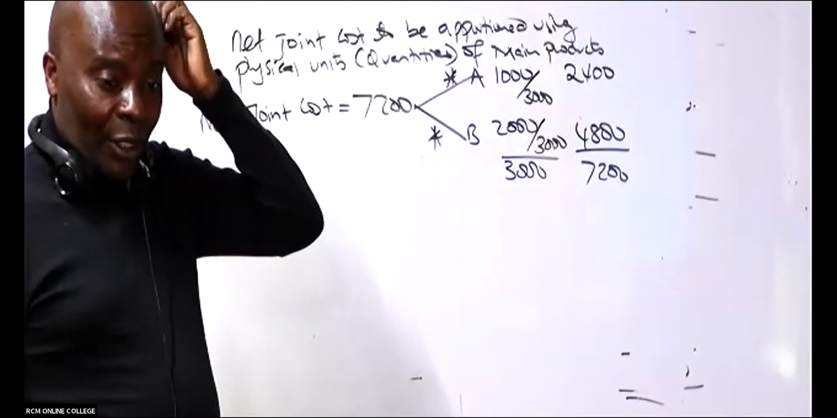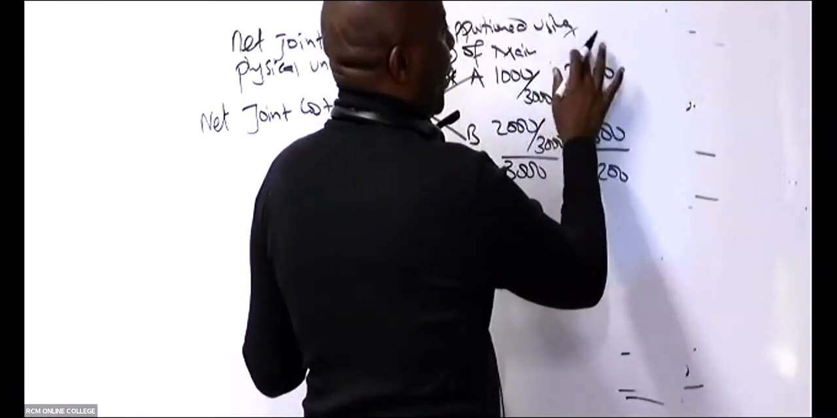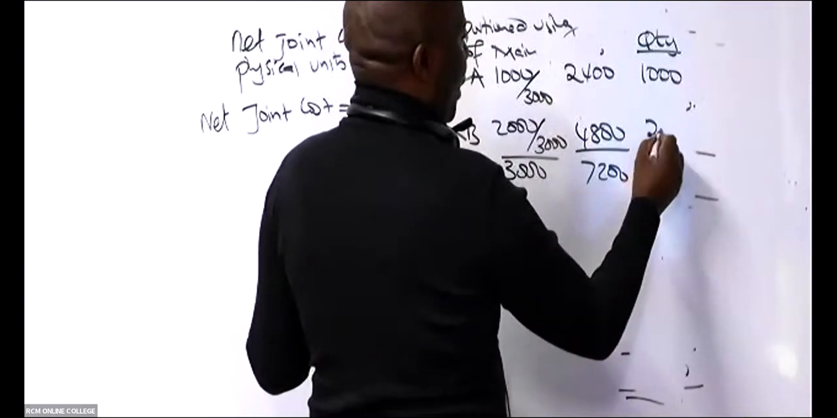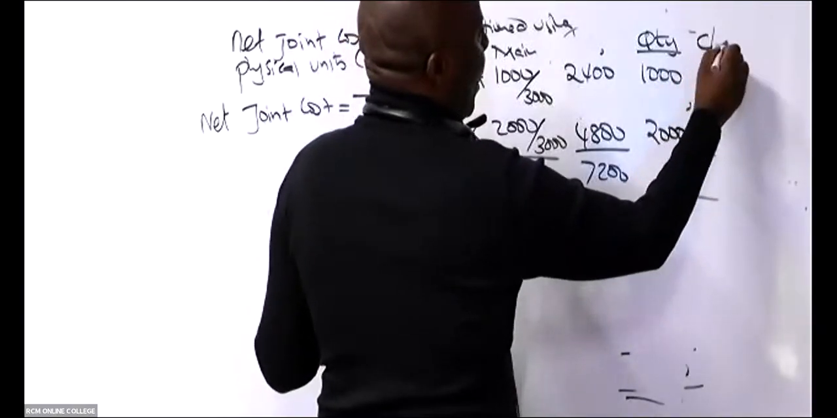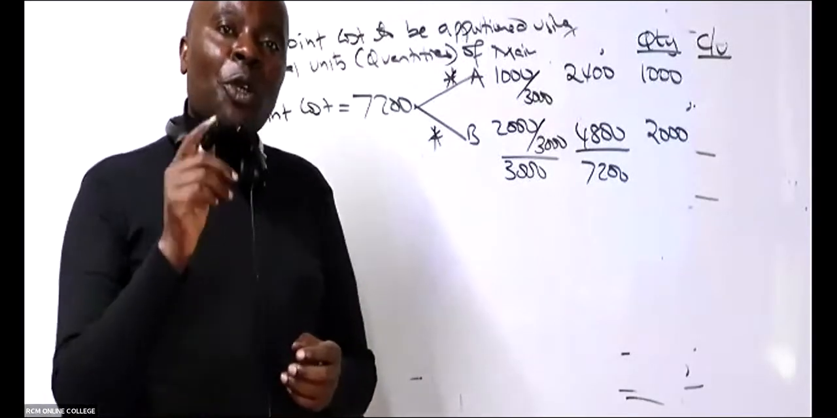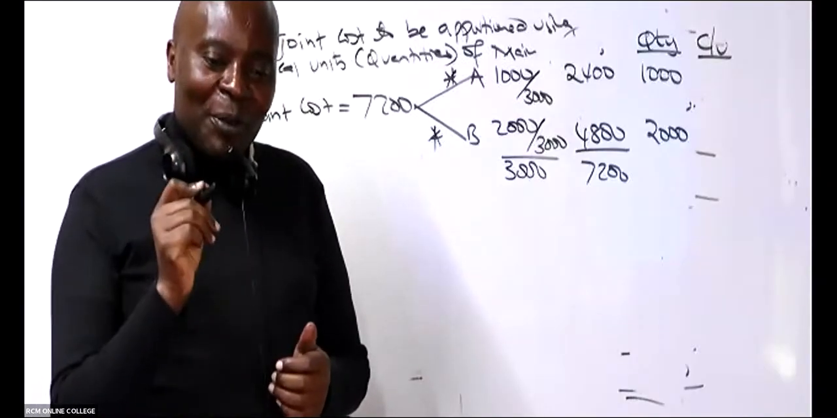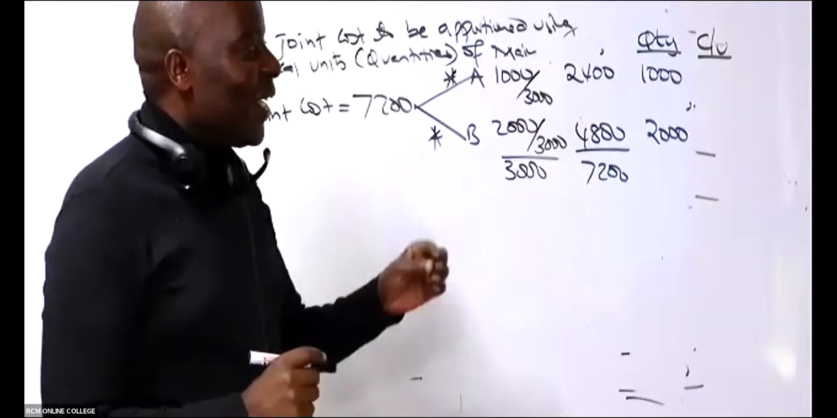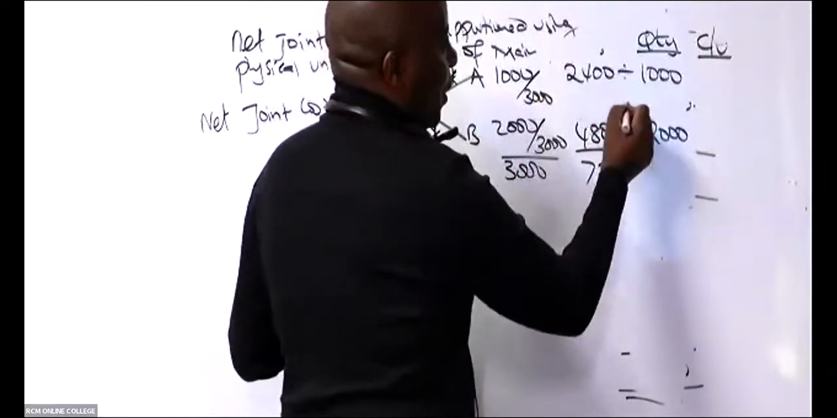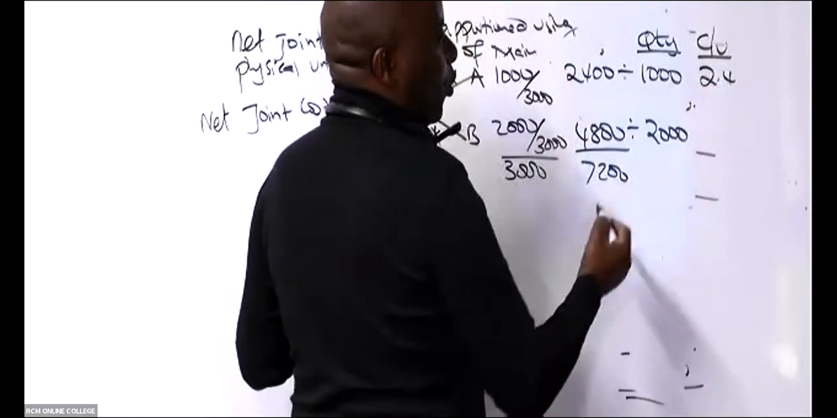Now, ladies and gentlemen, repeat here the quantity. Remember, this is the total cost. Quantity is 1,000 for A and 2,000 for B. So give us the cost per unit. You will see this method is not very good because you are going to get the same cost per unit for these products. How do we get cost per unit? You take total cost and divide by quantity. You can write like this for your revision: 2,400 divided by 1,000 gives me 2.4.